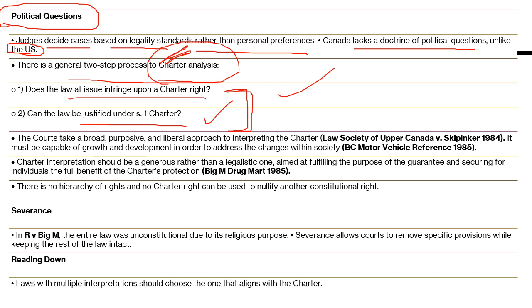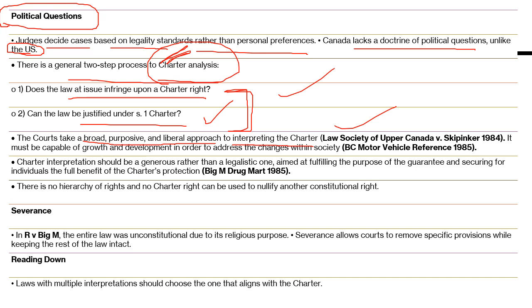So courts take a broad, purposive and liberal approach. These are the three interpretive tools: broad interpretation, purposive. The court will see the purpose, the aim, objective of the legislation. Then it will give it a liberal approach to interpret the charter. This happened in Law Society of Upper Canada versus Skapinker, 1984.